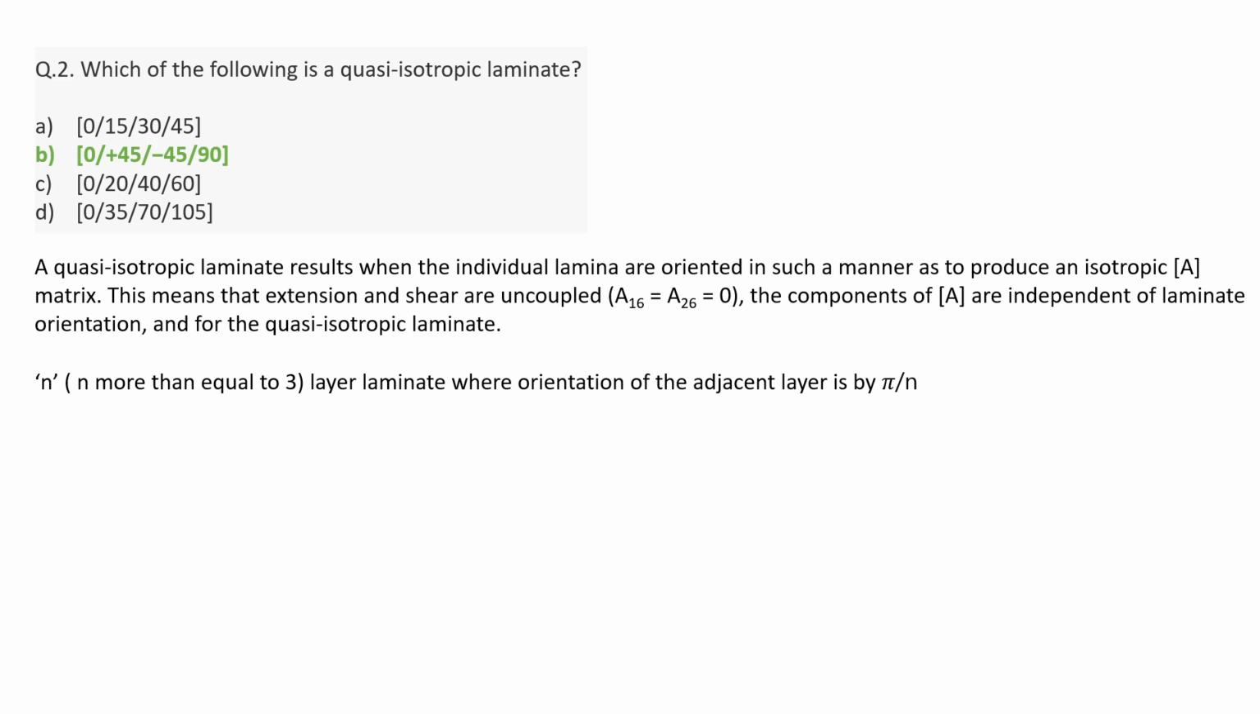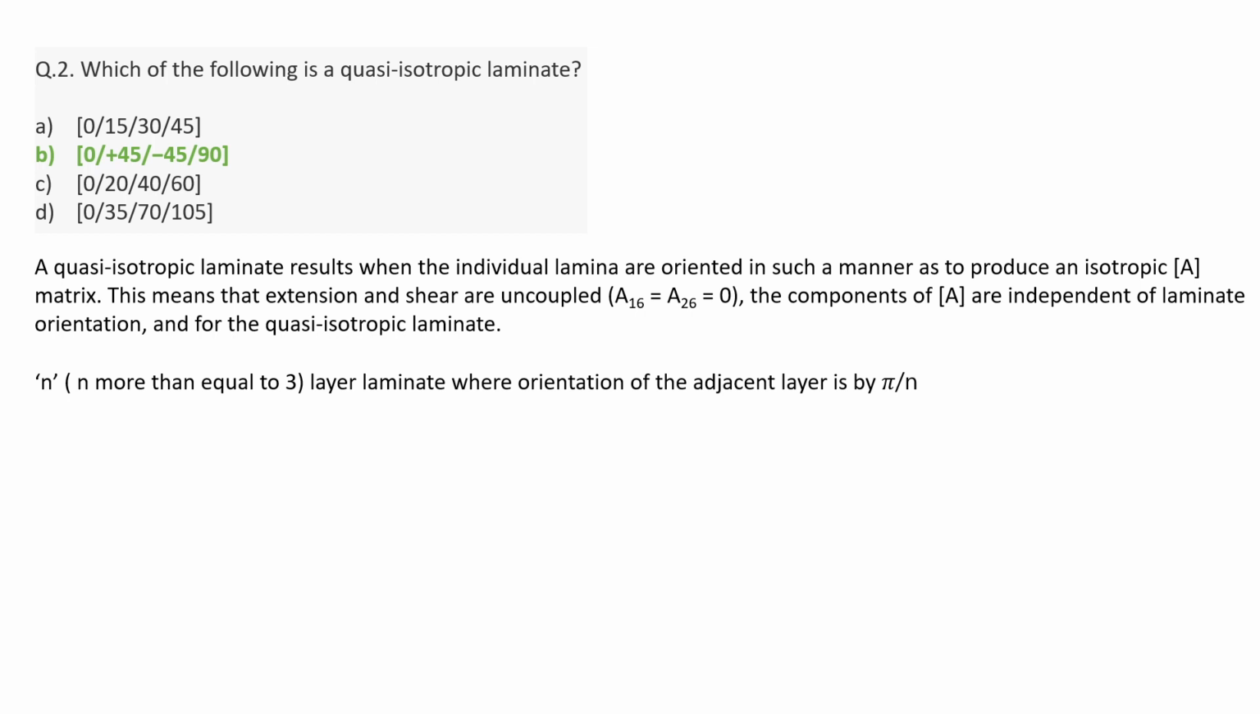So a quasi-isotropic laminate results when the individual lamina are oriented in such a manner as to produce an isotropic A matrix. This means that the extension and shear are uncoupled. That means A16 and A26 are equal to 0. And the components of A are independent of laminate orientation for a quasi-isotropic laminate.